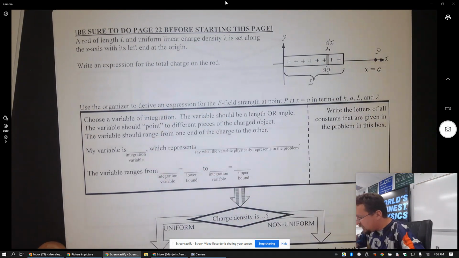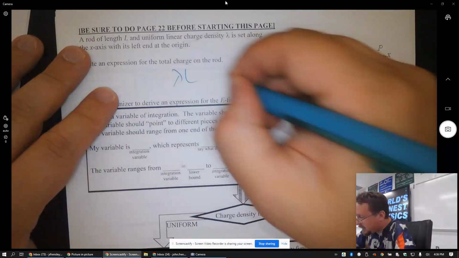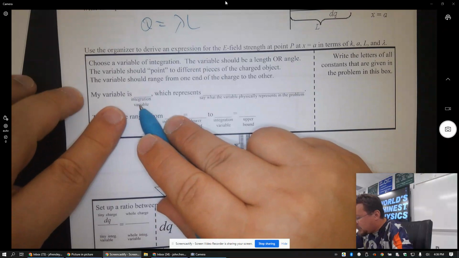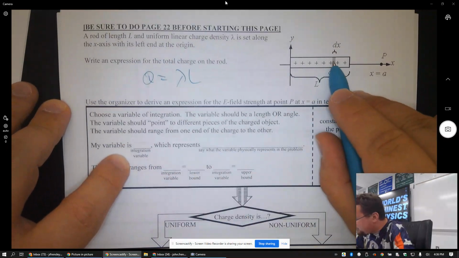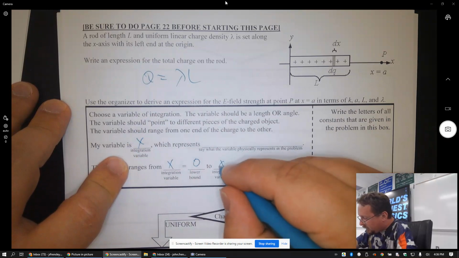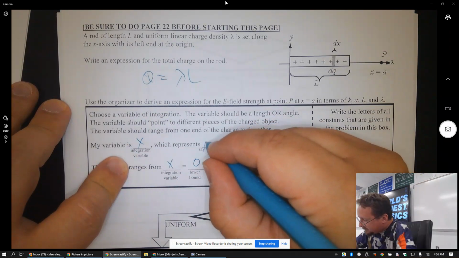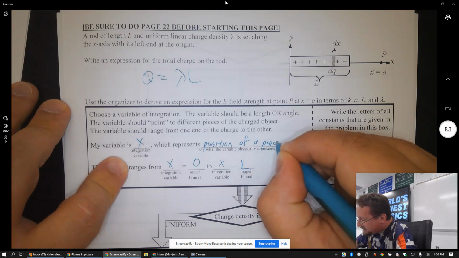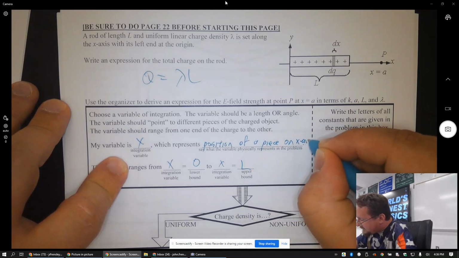Write an expression of total charge of the rod, whatever this is, lambda L or something like that, right? It's a Q equals. Okay. So what's my integration variable going to be this time? Probably X would be a good idea. And it looks like X is going to go from 0 to L. So I'm going to say this is a position of a piece on the x-axis.